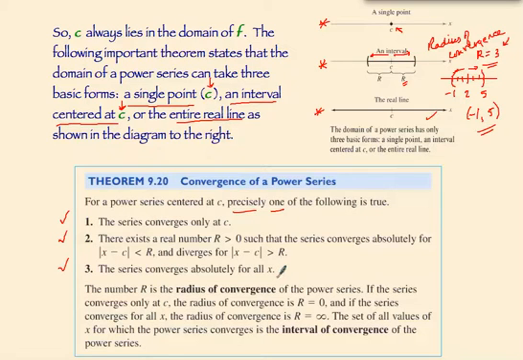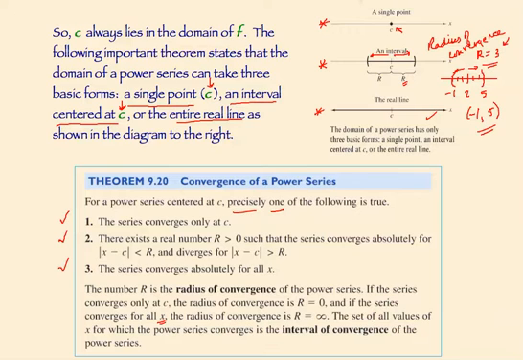The number R is the radius of convergence of the power series. If it only converges at C, so we can't go anywhere on either side, the radius of convergence is 0. If the series converges for all x, which means we can go far, far on the right and far, far on the left, meaning to positive and negative infinity, the radius of convergence is infinity. And then the set of all values x for which the power series converges is the interval of convergence.